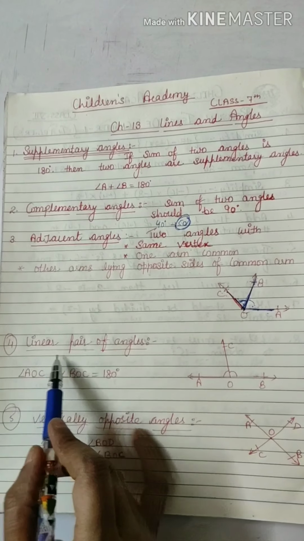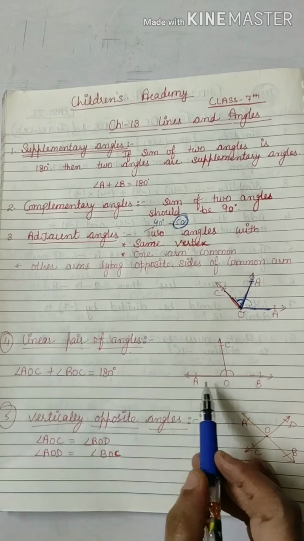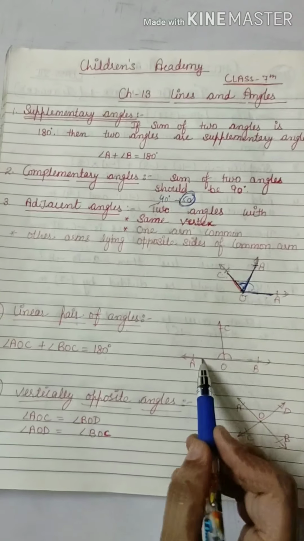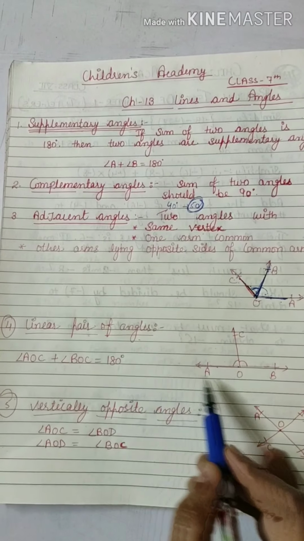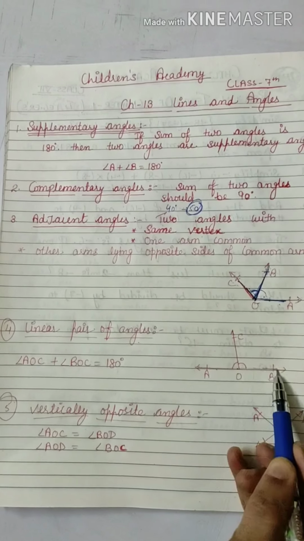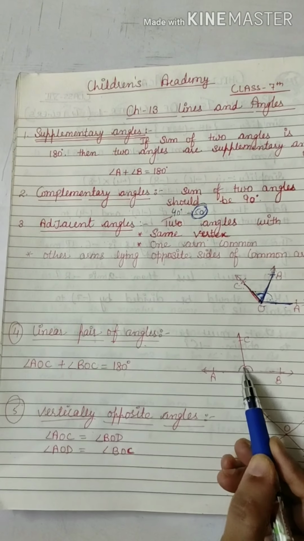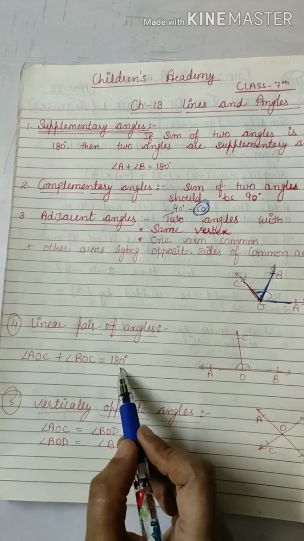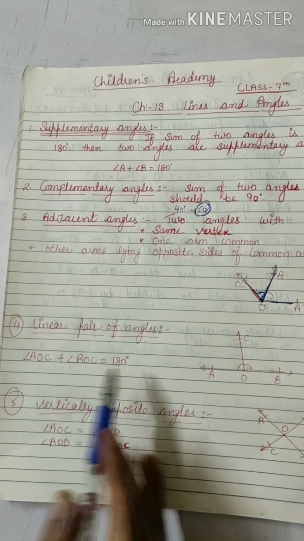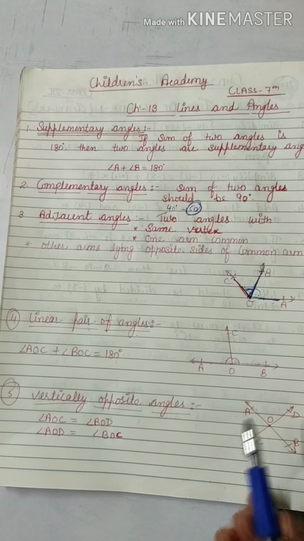Now fourth one is linear pair of angles. Angles which are made on a line, these types of angles are called linear pair. So it is a line, and the sum of these two angles is 180 degree. So this type of angles are called linear pair.